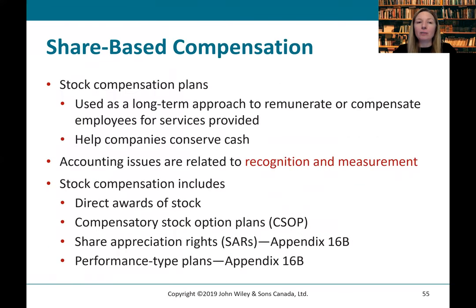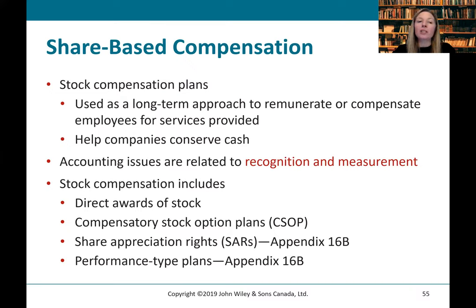Stock-based compensation plans can be used as a long-term approach to remunerate or compensate employees for services provided. They can also help companies conserve cash because no cash is paid upfront when these options are granted. There are accounting issues related to the recognition and measurement of share-based compensation plans.